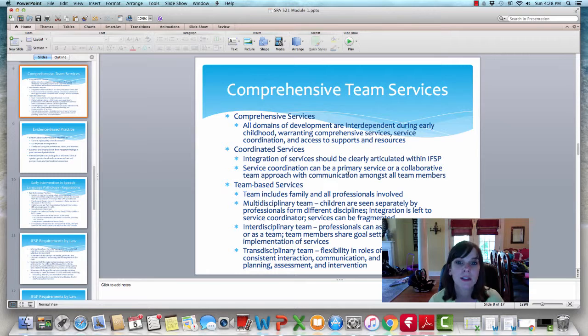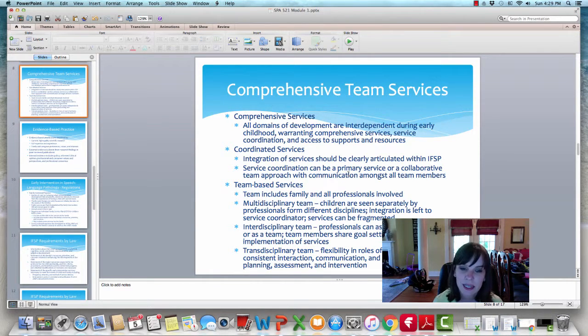Coordinated services are integration of services that should be clearly articulated with the IFSP. So you have to designate a service coordinator. The service coordination could be a primary service or a collaborative team approach with communication amongst all team members, and that needs to be decided within the development of the IFSP. So we have different types of team-based services. It includes the family and all professionals involved. It might be the SLP, the occupational therapist, the physical therapist, a special education teacher, could be a physician, could be a nurse, anybody that's pertinent to that child's environment, that life, the preschool teacher, or the daycare worker that has that child while the parents are working.